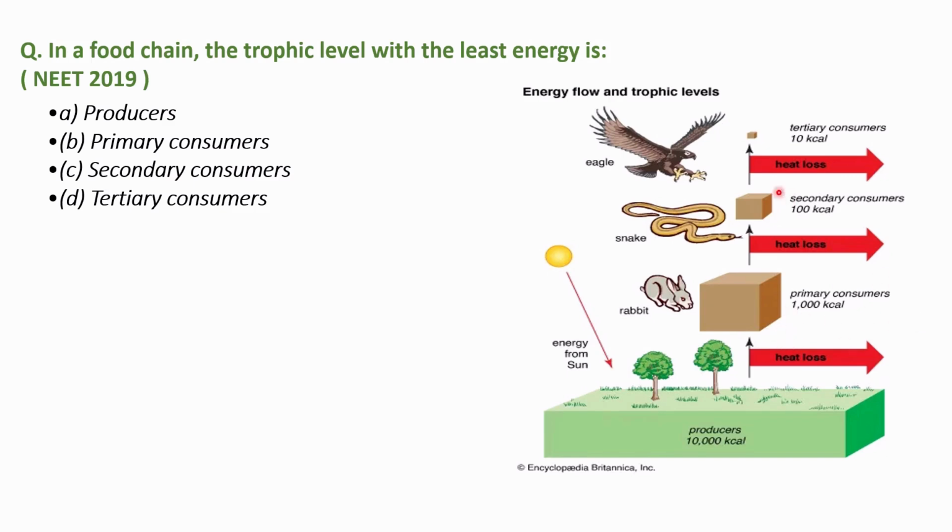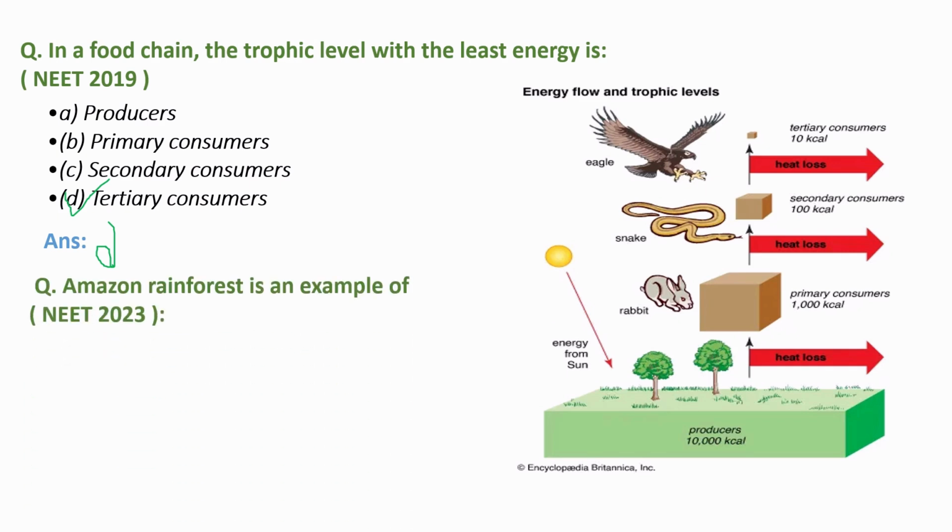Here you can see that they have given it in calories. So according to the condition, the correct answer, the one having the least energy, is the tertiary consumers. Okay, we'll move on to the next question.